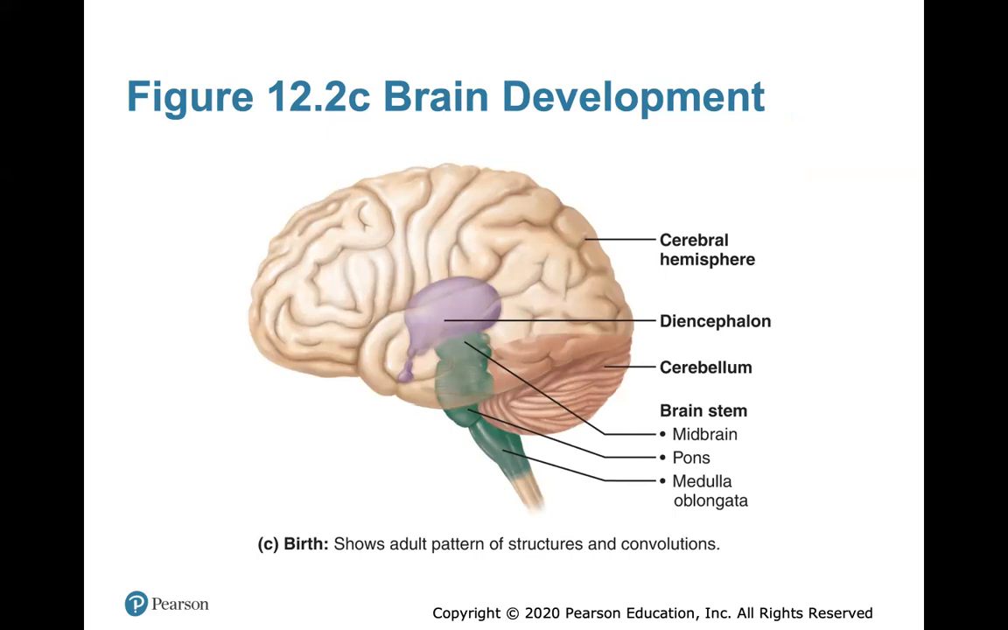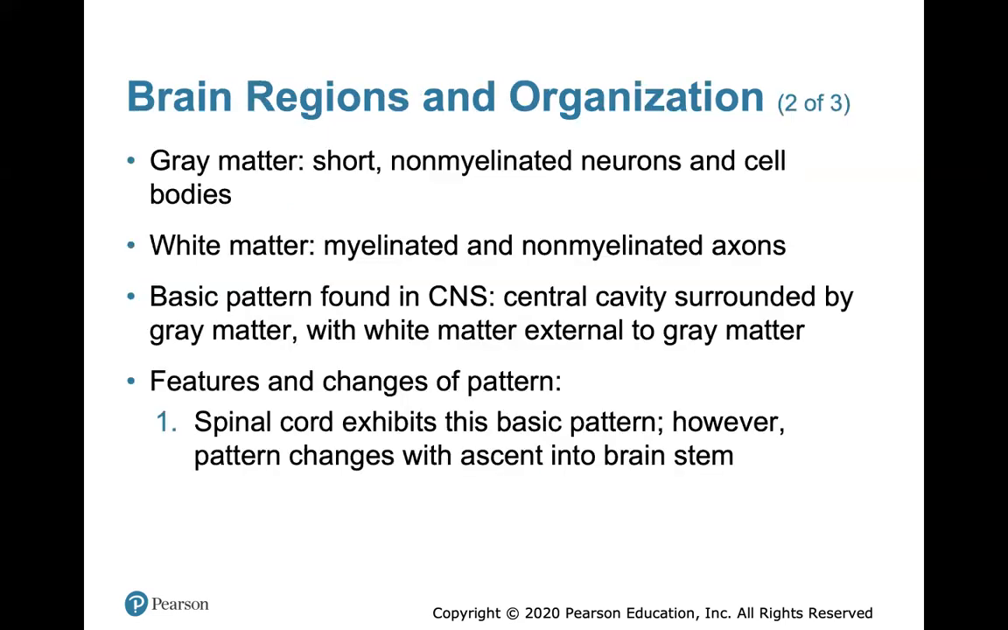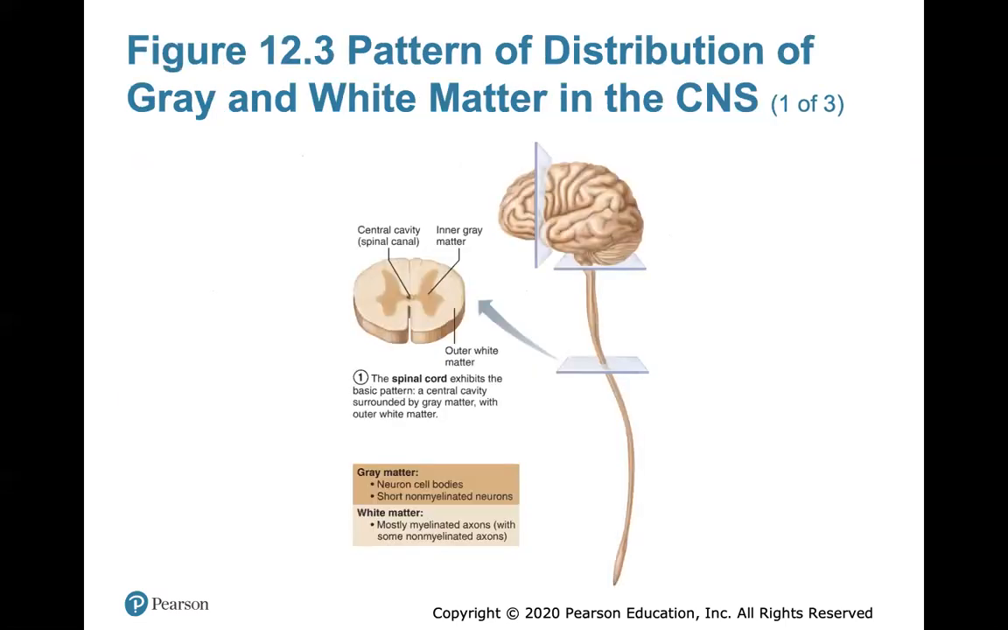fetal brain. The gray matter is short, non-myelinated neurons and cell bodies, and the white matter is myelinated and non-myelinated axons. The basic pattern found in your central nervous system is a central cavity surrounded by gray matter with the white matter external to the gray matter. The spinal cord will exhibit this basic pattern. However, the pattern will change with ascent into the brainstem.